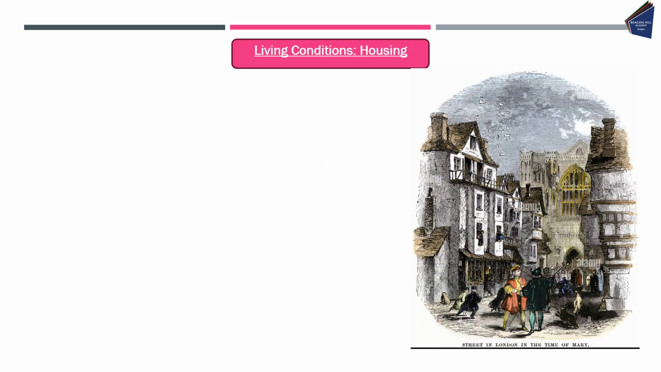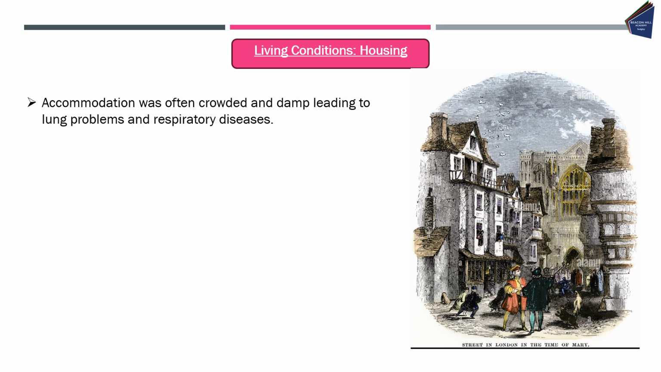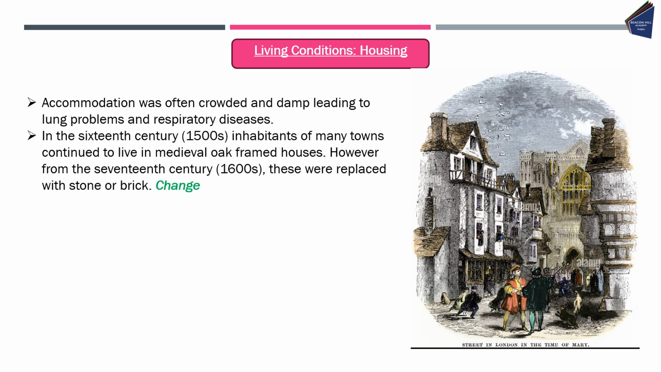We're going to have a look at living conditions, and just a reminder that they are comprised of housing, food, water and waste, and we're going to start off by looking at housing. So first of all, accommodation was often crowded and damp, which led to lung problems and respiratory diseases, such as asthma, for example. In the 16th century, inhabitants of many towns continued to live in medieval oak-framed houses. However, from the 17th century, these were replaced with stone or brick.